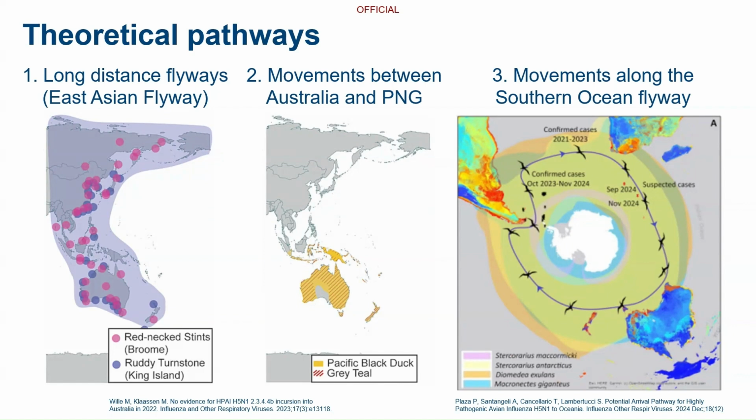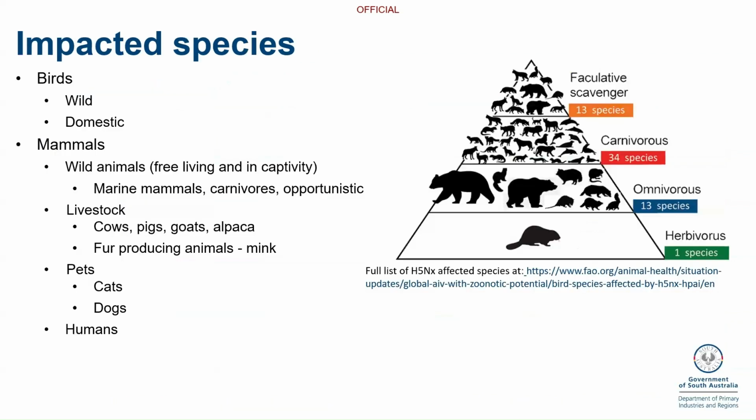This is via bird movements along the Southern Ocean flyways, which loops around the Southern Pole, and then also via mammal movements through the Southern Indian and Pacific Oceans from different continents. As we discussed in the original webinar, this clade has caused morbidity and mortality in domestic and wild birds, many different mammal species, and even humans.